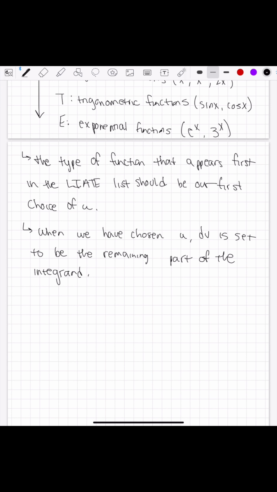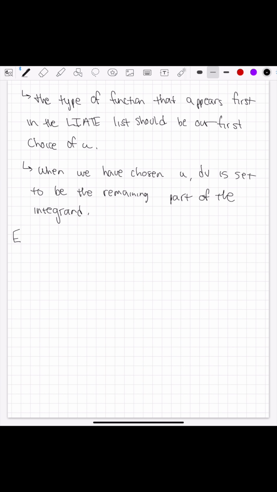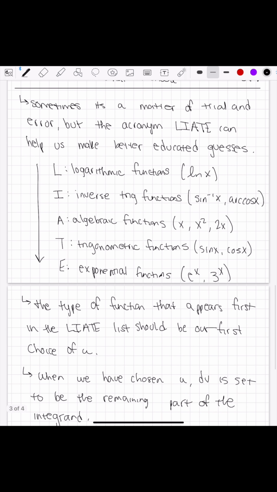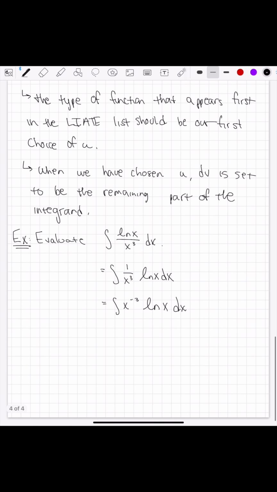So let's do another example where now we have to choose u. The problem given to us is evaluate the integral of ln of x over x cubed dx. The first thing you have to notice is that this is equal to 1 over x cubed times ln of x dx, right? And remember, we always want to bring any powers in the denominator to the numerator by making the exponent negative. And then this is the function we're working with. So what should we make u? Well, off the bat, we hit L because we have a log. So we're going to let u be ln of x, and then dv is everything else, so the x to the -3rd, and then the dx as well.